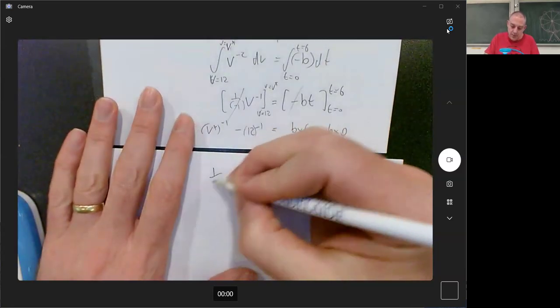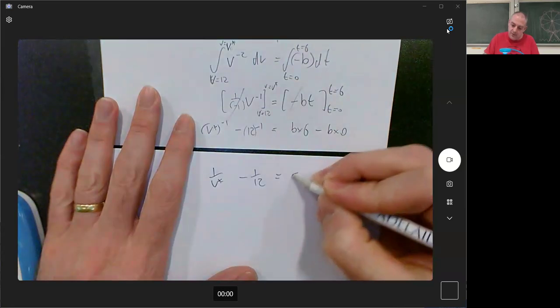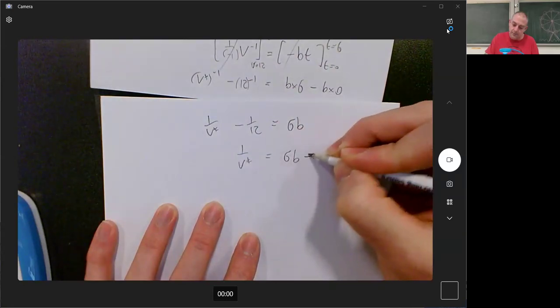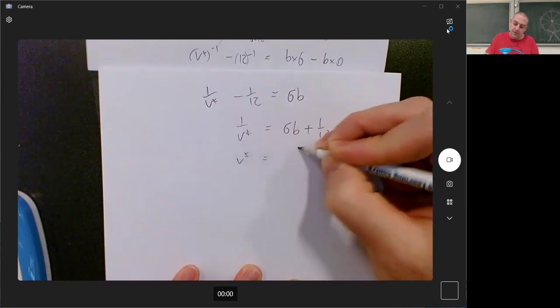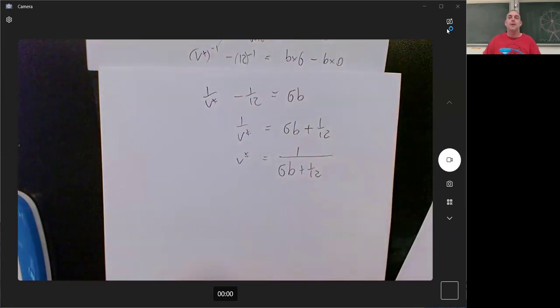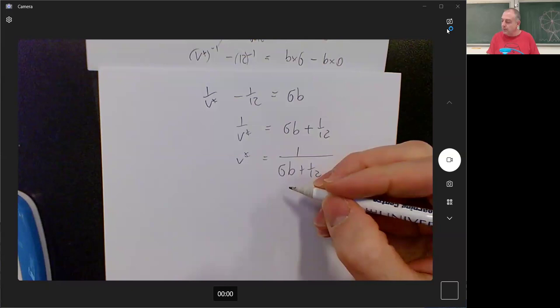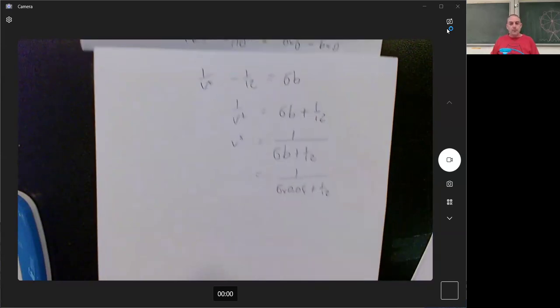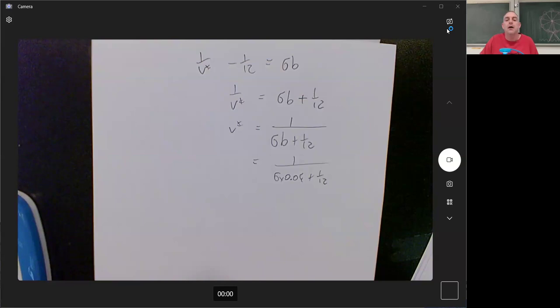And so I have 1 over v star minus 1 over 12 is 6b. And so now it's algebra. And so v star is this. Cool. Whatever that number is. So what was b? 0.04? Right. So that's like 1 over 0.2 something. 12th is about 8.8, 0.08. So it's going to be about 3.